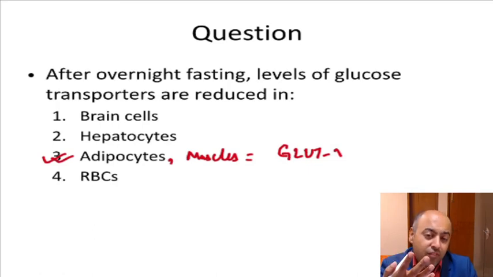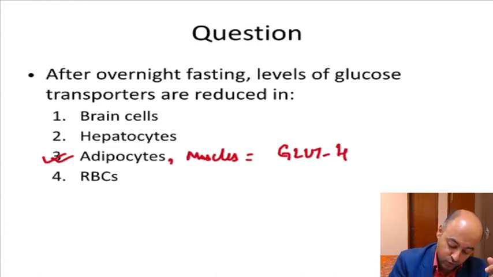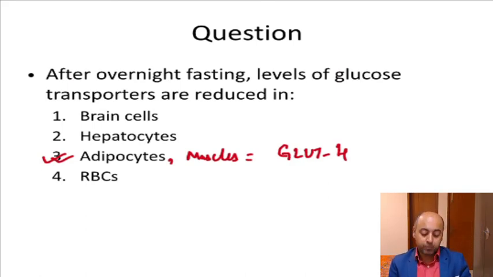So when there is overnight fasting, the insulin level will fall. The GLUT4 goes inside the cell. Once it is inside the cell, it cannot take up the glucose. So adipocytes and muscle, which have GLUT4 on their surface in the presence of insulin, when the overnight fasting is there, the transporters will go inside. So the level of glucose transporter will be reduced.